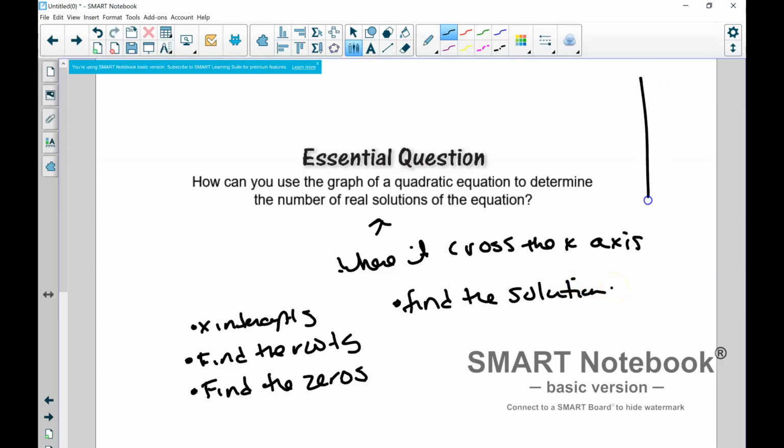Let's say you have a graph, though, that doesn't cross the x-axis. Then how many solutions do you have? Well, in this case, there would be no real solutions. I'm not saying there aren't going to be imaginary solutions, and this is slowly leading up to that. But for now, we have no real solution.